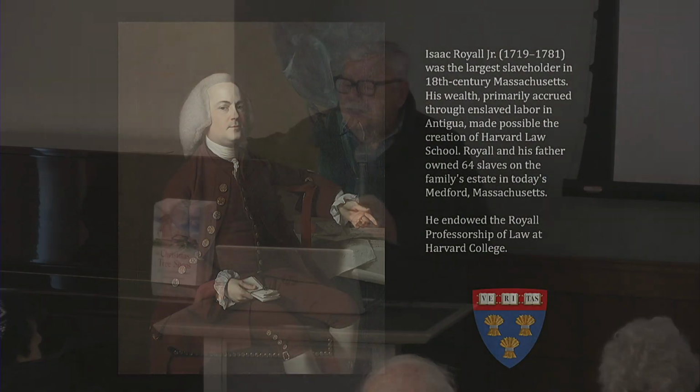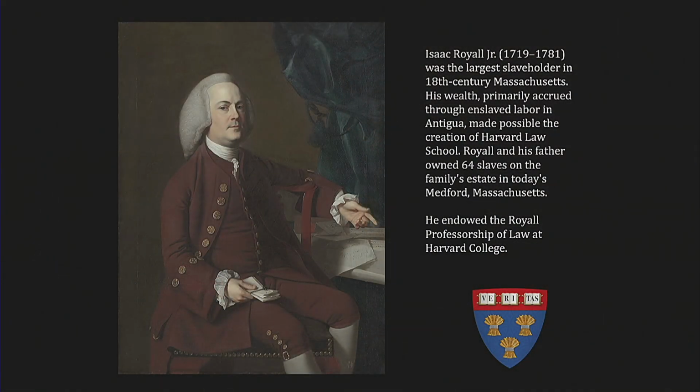Well, the son, Isaac Royall Jr., seen here, was the largest slaveholder in 18th century Massachusetts. His wealth, primarily accrued through enslaved labor in Antigua, made possible the creation of Harvard Law School.